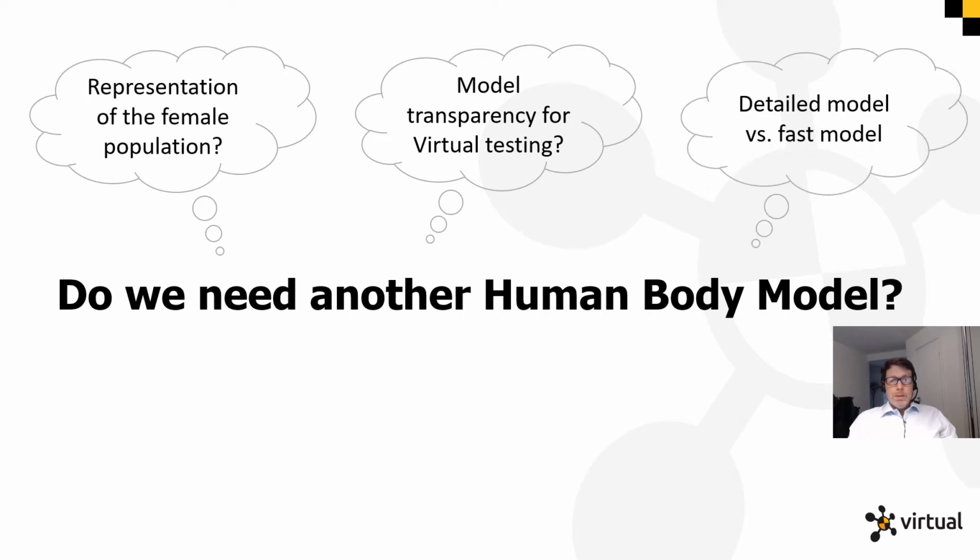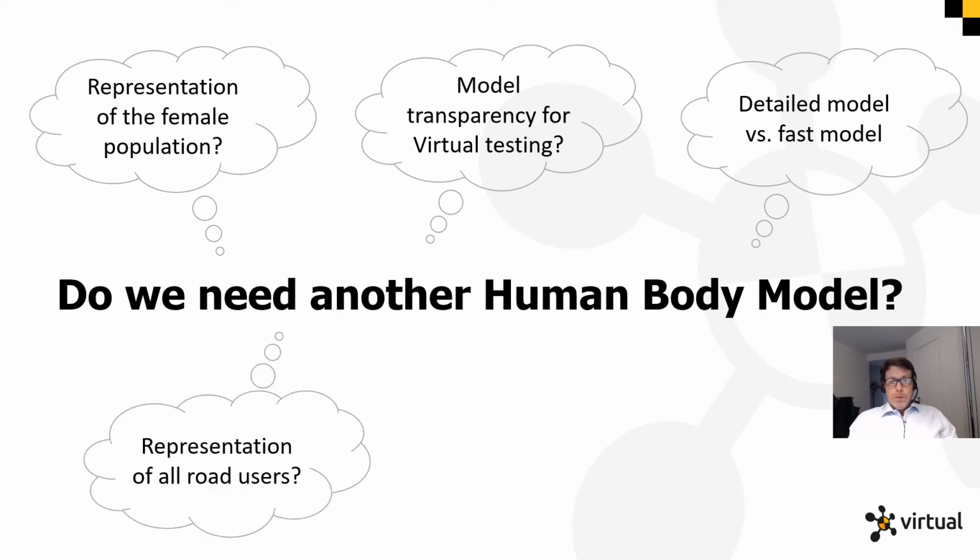The third topic is about granularity. The major human body models of today exist in several versions, from simplified versions for kinematic assessment and injury assessment based on global injury criteria to detailed versions for tissue-based injury criteria. If you want to use tissue-based injury criteria, you need to use the detailed version, which is typically quite CPU intensive.